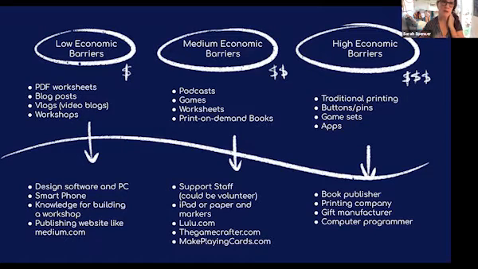Another high economic barrier, and probably one of the most costly, is hiring people to do work for you. That's graphic designers, computer programmers, writers, or anybody who would charge for their services. And at our level, it could be $100, give or take, per hour. So the human resource can really impact the high economic barrier.